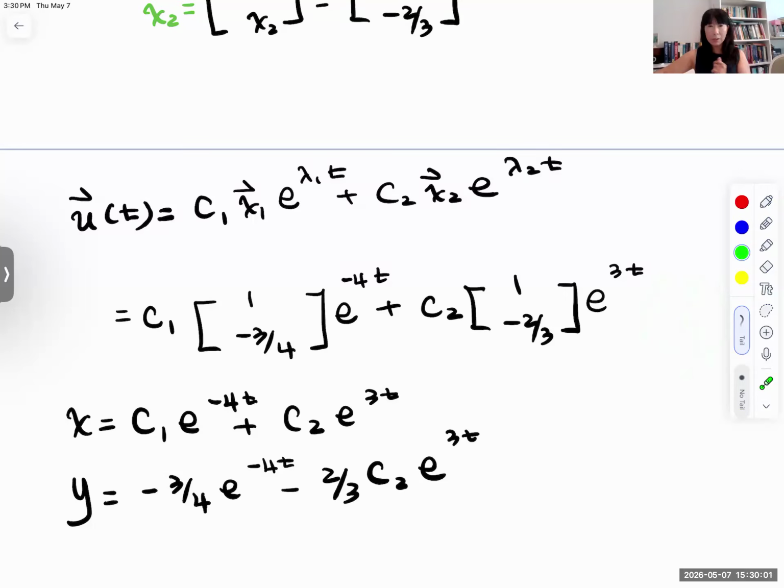Yeah, just the notation. So this one is the same as y of t in the beginning, right? But I'm not using y because it's the same y here. That's why I'm just using vector u of t instead of y of t. Clear? Okay, now we need to use the initial value problem, right?